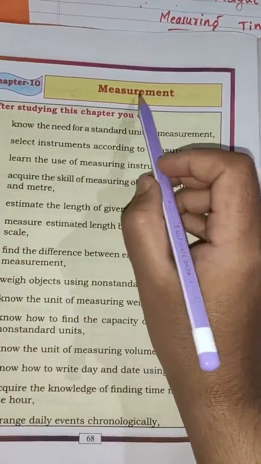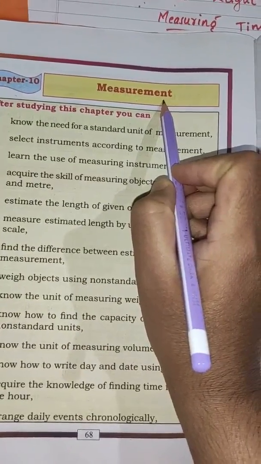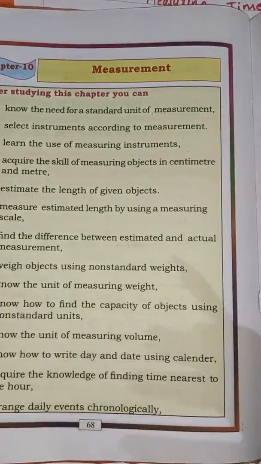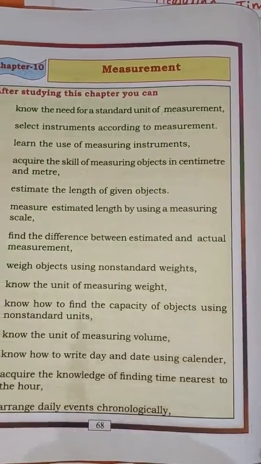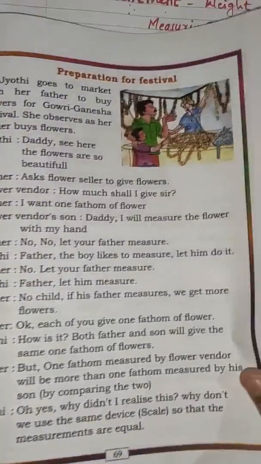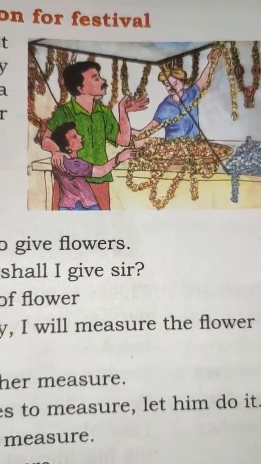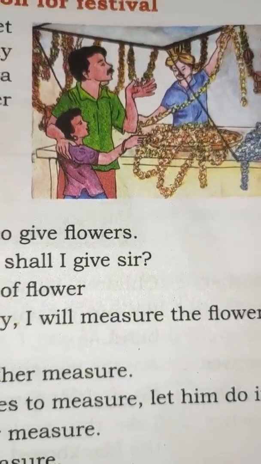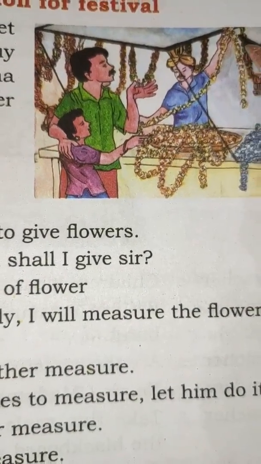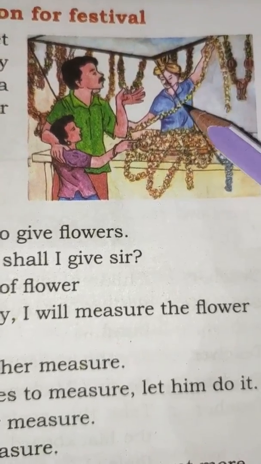So children, first let us know what this measurement means. Measurement is nothing but to measure the size, length or weight or volume, etc. Okay. So here, children, what are you observing in this picture? Here you can see that a flower vendor is measuring the flowers.